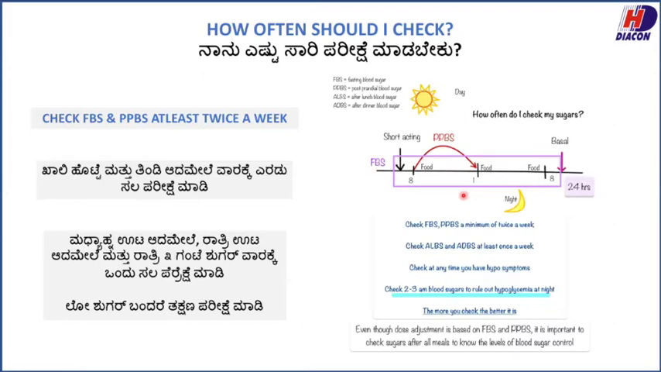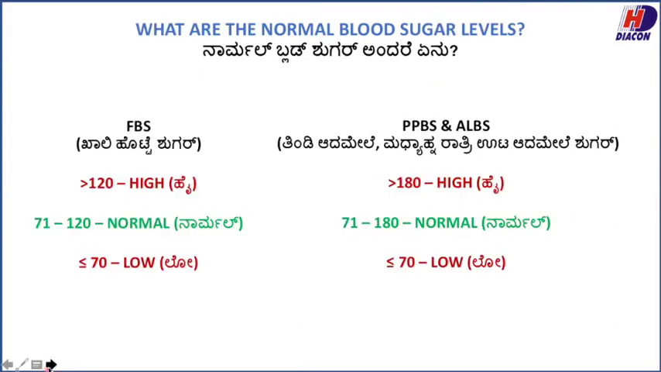So what are the normal blood sugar values? We want our fasting blood sugar to be between 71 and 120. And we want the sugars after our food, which is after breakfast or after lunch or after dinner, to be under 180. So fasting more than 120 is high. A post-meal blood sugar more than 180 is high. At any point of time, 70 or below 70 is a low sugar.